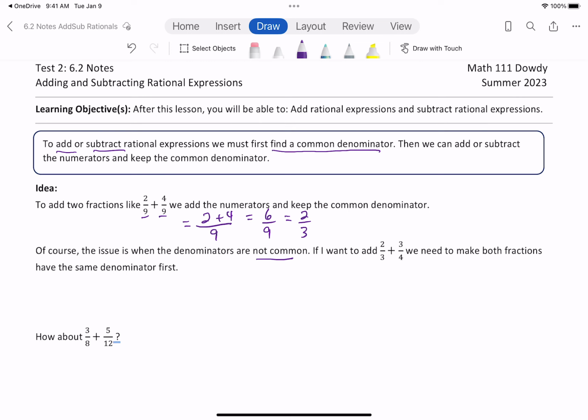Of course, the bigger issue comes in when the denominators are not common. If we want to add 2/3 and 3/4, because they don't have the same denominator, they're not like things. So we can't combine them yet. So we need to find a common denominator. Well, the easiest thing to do to find just a common denominator is to multiply the given denominators together.